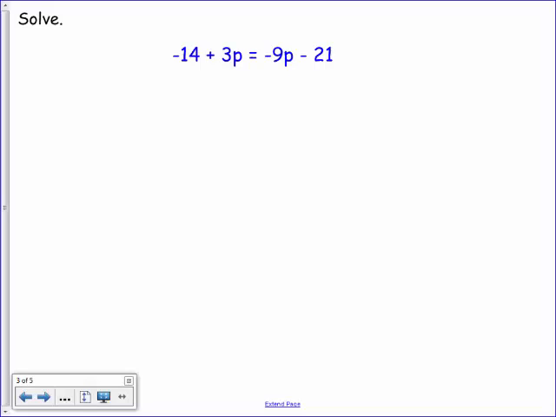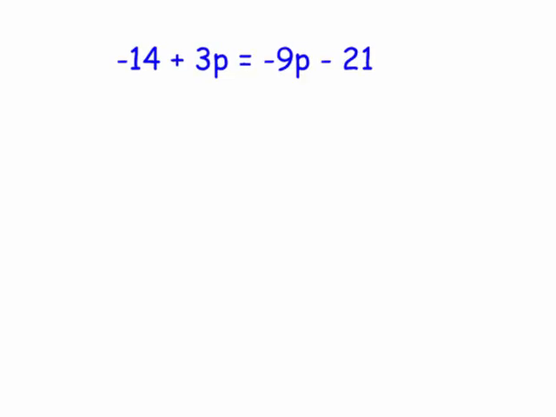Same thing with solving equations, remember? We just got some simple rules, right? Get your variable to one side first. Get it by itself. That's kind of all there is to it. So either way, I can either move this 3p over to this side, or I can move the negative 9p over to that side. My goal is to try to keep my variable positive.